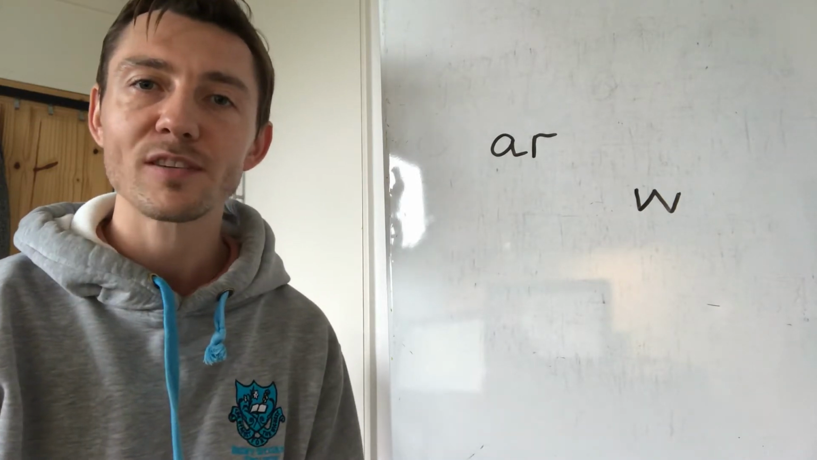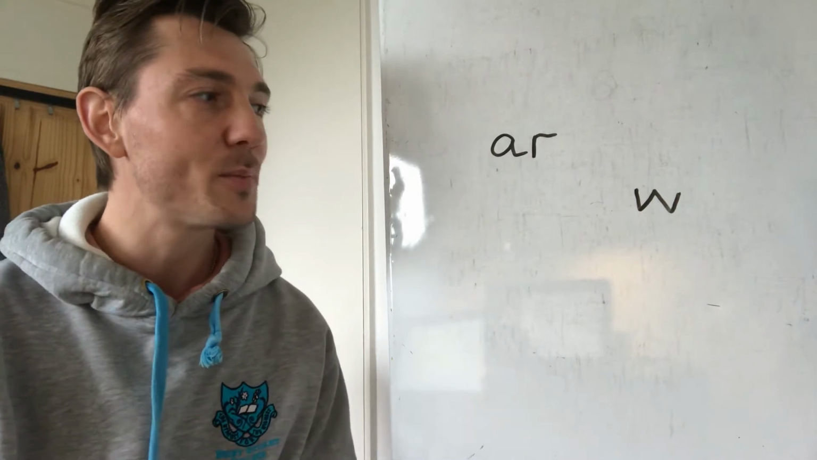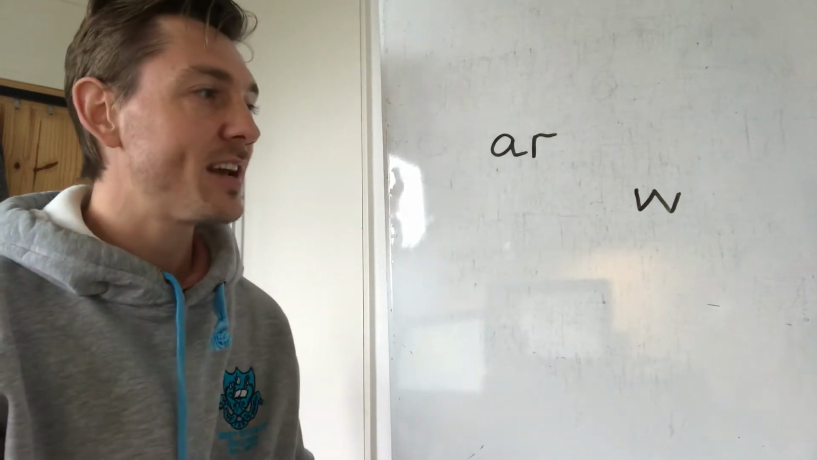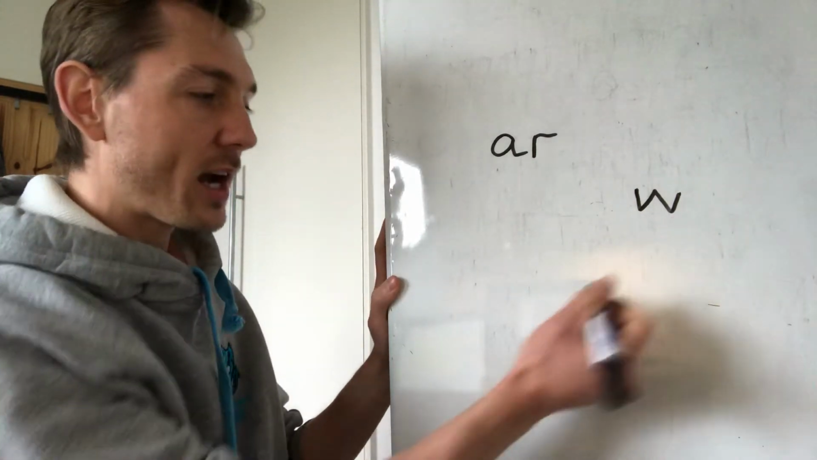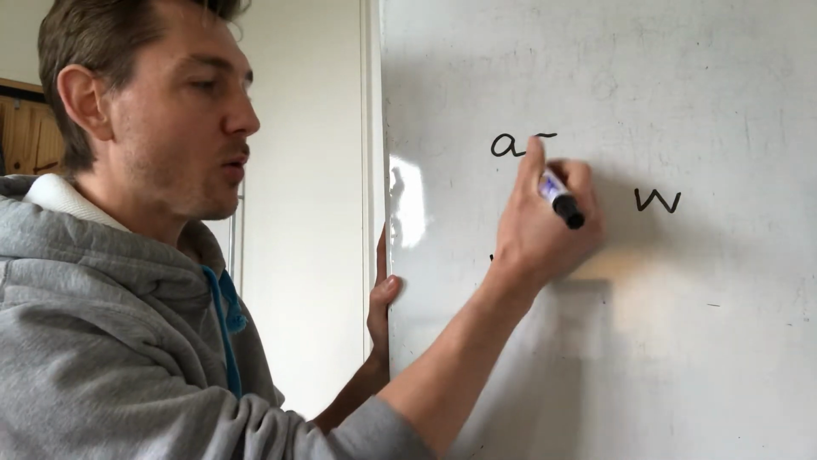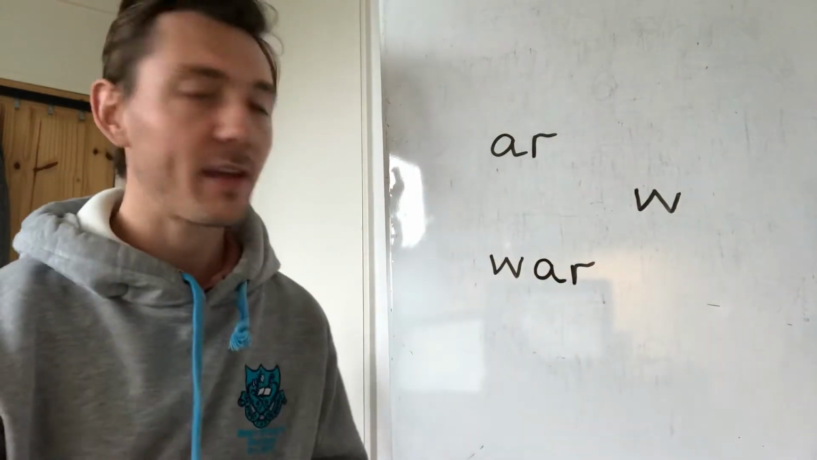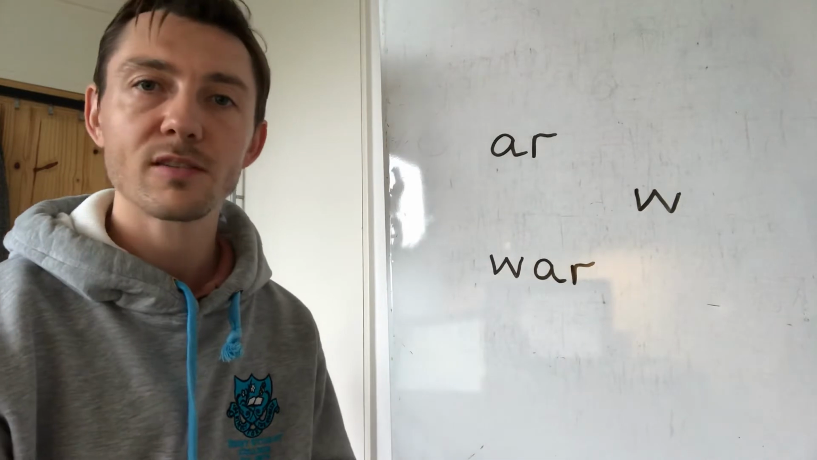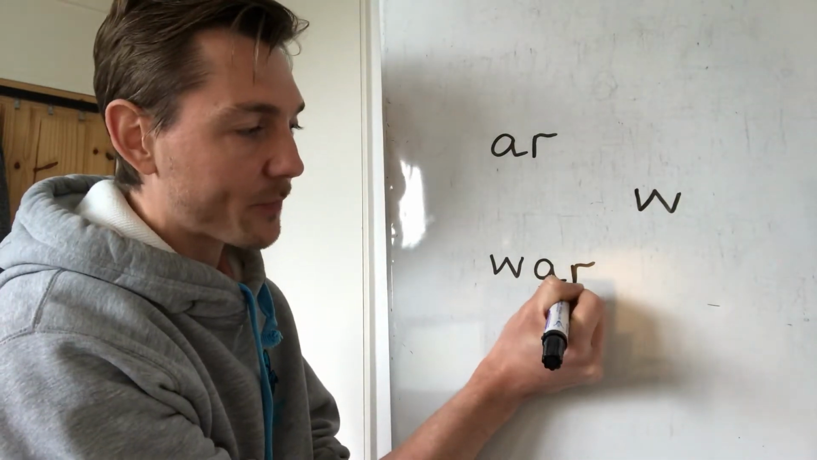So the first thing I want you to do is, just using these sounds, I'd like you to build the word war. Okay, so just say the sounds and write the word war. And you're right, we have w, or. Now can you underline the or spelling in the word war? What letters are being used to write the or sound? It's the A and the R, isn't it?